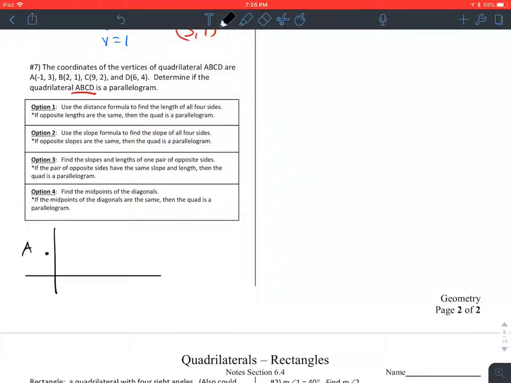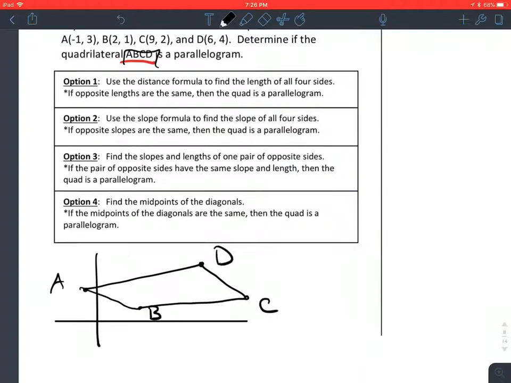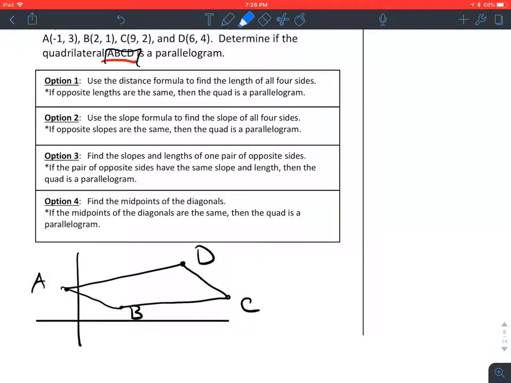A is (-1, 3). B is (2, 1). C is (9, 2). And D is (6, 4). If you connect them in order, A, B, C, D, you should get a four-sided figure. If you don't, you can stop the problem and say, this is not a parallelogram because it's not even a quadrilateral. Once you've determined that, then you've got these 4 choices to do this problem.